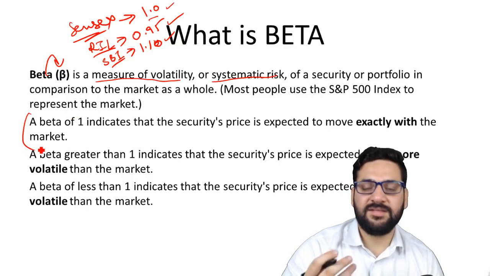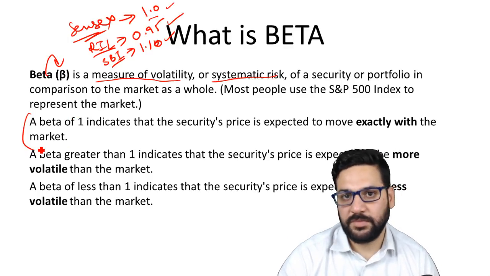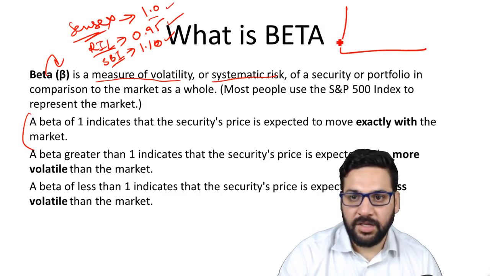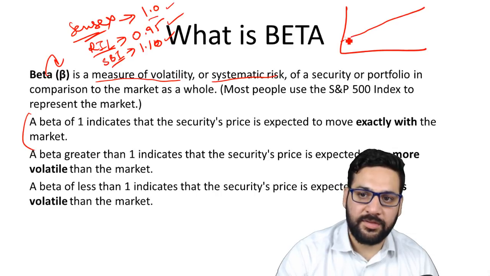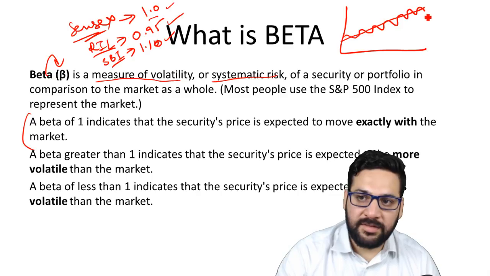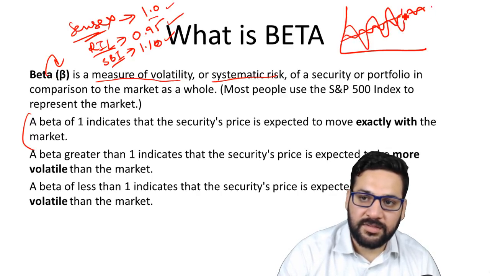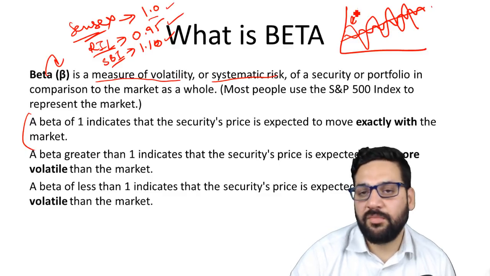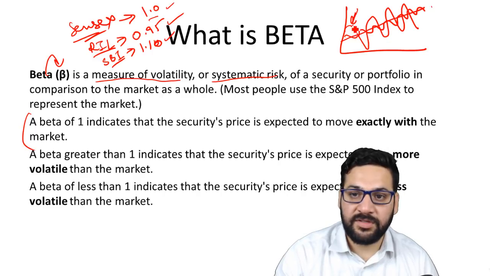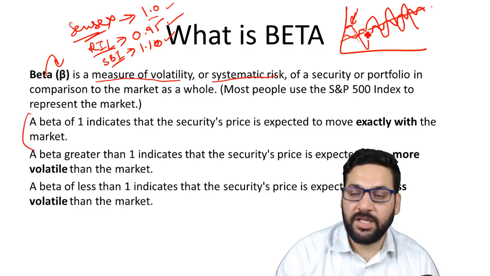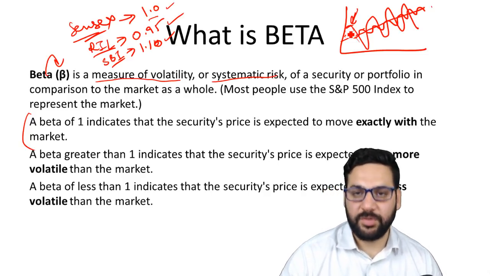So what is risk? Risk is nothing but volatility. If the return of Sensex is going like this, and one share is going up and down, up and down, and let's say there is another share like this one. So this share, which is moving a lot, is more risky. If you invested some money here, you are going to lose a lot of money. But if you invested some money here, you cannot lose that much. So that is what beta is.